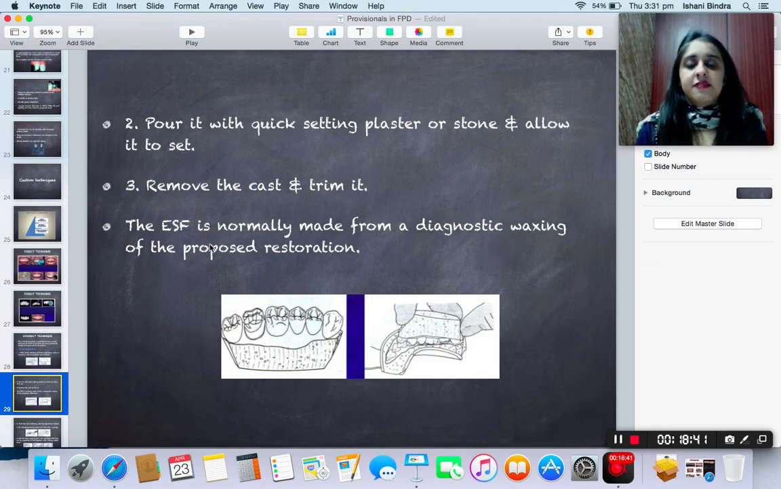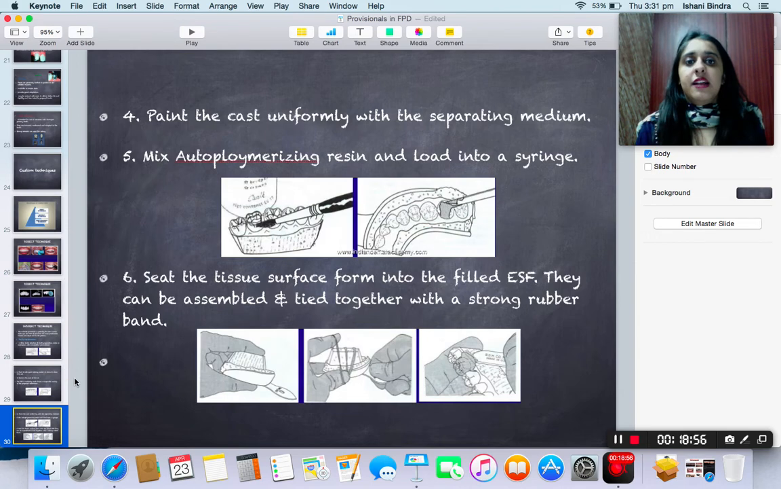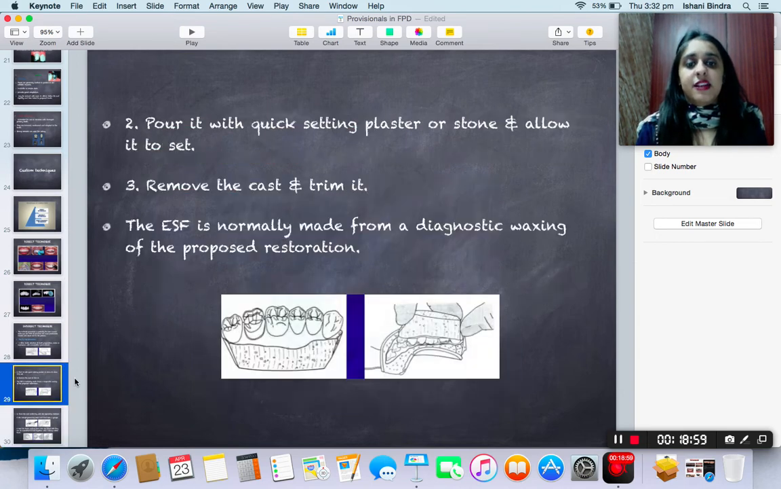The ESF, that is the external surface form, is usually made from diagnostic waxing of the proposed restoration. So whatever tooth we have prepared, a diagnostic waxing is done over this prepared tooth, and after that diagnostic waxing, a putty index of this waxing is made.